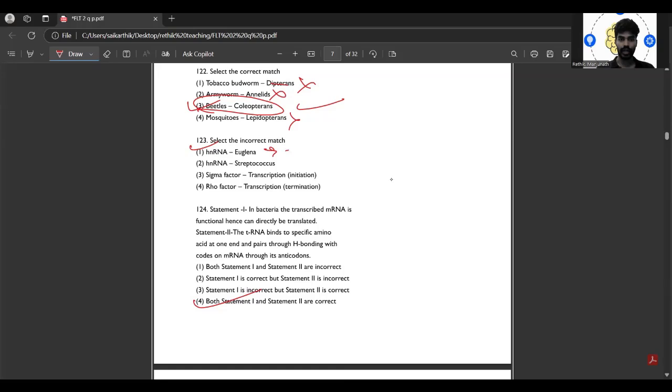So yeah, this is correct. That belongs to eukaryotes, right? Yeah, this is correct. Then sigma factor is also correct. It comes in the transcription. Then rho factor also comes in transcription. hnRNA, it is Streptococcus. No, because it is absent. hnRNA is actually absent in prokaryotes because it is present in the eukaryotes. So it is absent in bacteria. Okay, Streptococcus is a bacteria. So this is the incorrect statement.